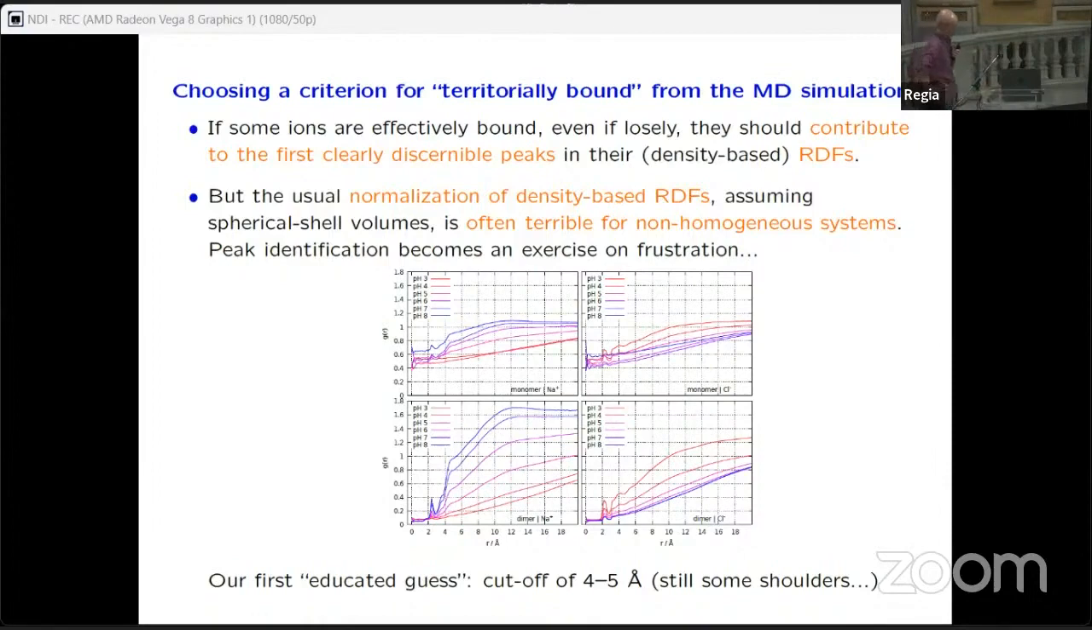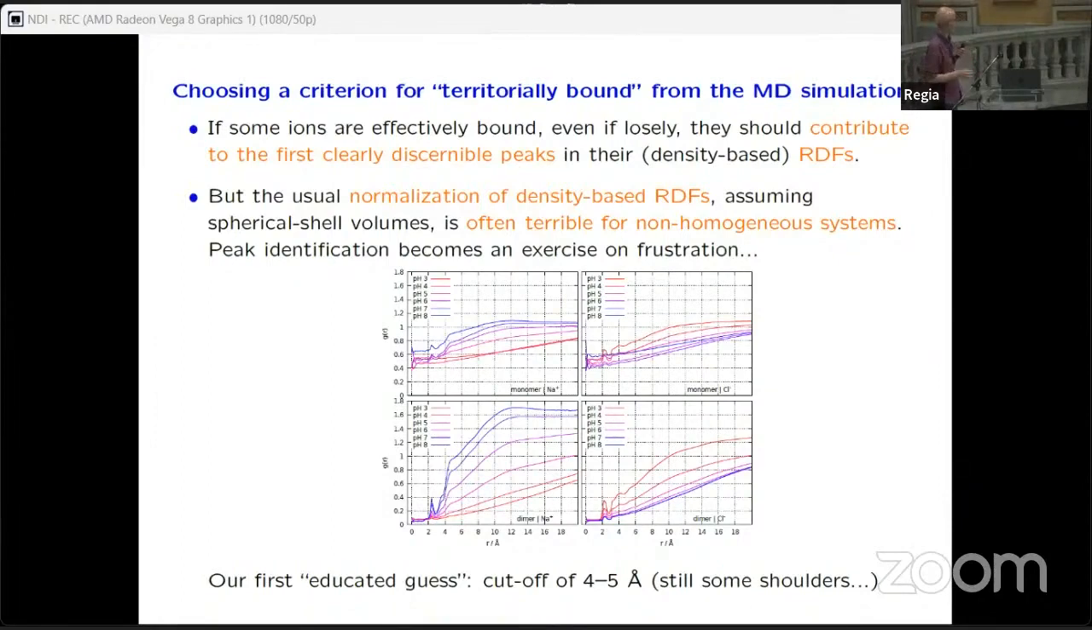The problem is, as some of you have probably experienced, the usual normalization of radial distribution functions from liquid theory assumes a radially symmetric system. And this is horrible. This is terrible. You don't see the peaks, you don't see anything, because you are assuming concentric spherical shells. So this is really awful.